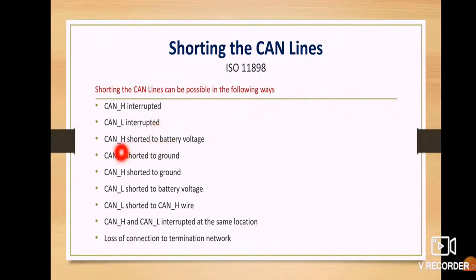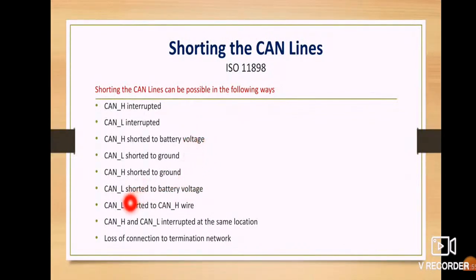Then CAN high shorted to battery. Take the node of the CAN high and short it to battery, then there will be no communication, that is bus off. Then CAN low to ground. Take the CAN low node and short it to ground, then there will be no communication. The same way CAN high to ground, and CAN low to battery, that is supply voltage. So these are all the individual criteria.